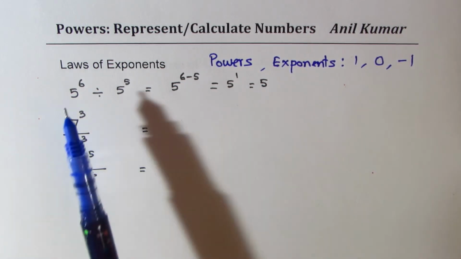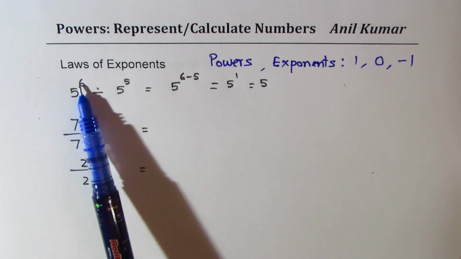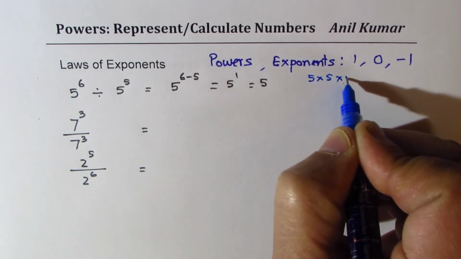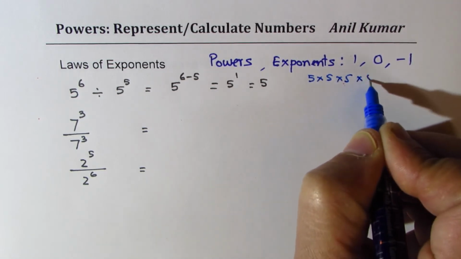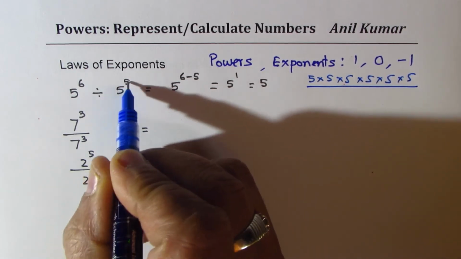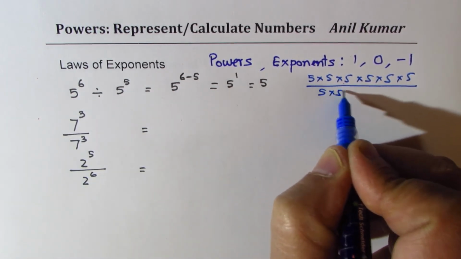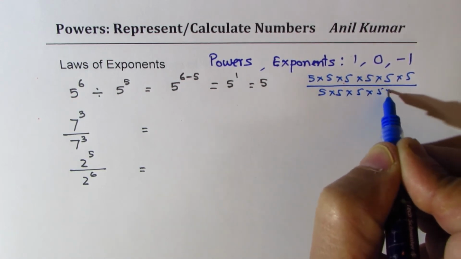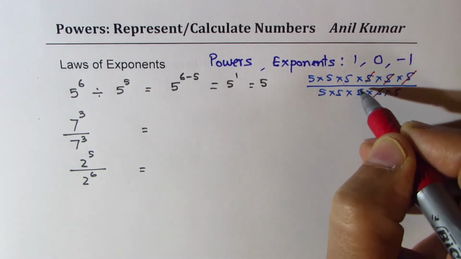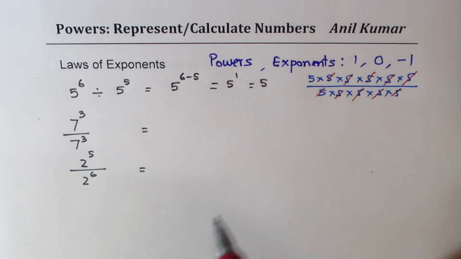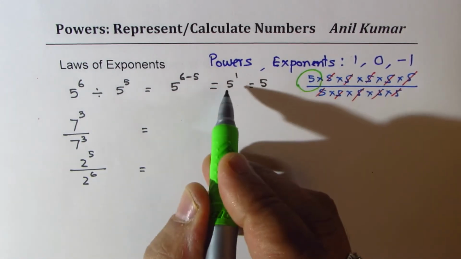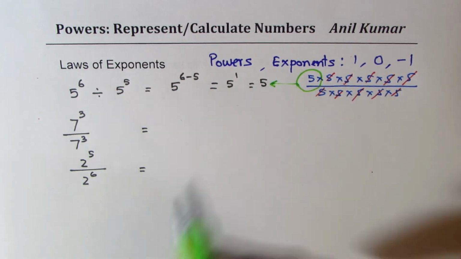What you could also do is write 5 to the power of 6 in the numerator. That means 5 times 5 times 5, so we got 3 5s, and then the 4th, 5th and 6th, divided by 5 to the power of 5, which is 5 times 5 times 5 times 5 times 5. Now you could simplify by crossing out common numbers. Do you see that? What are you left with? You're left with just one 5. So 5 to the power of 1 should be equal to 5. Does it make sense to you?